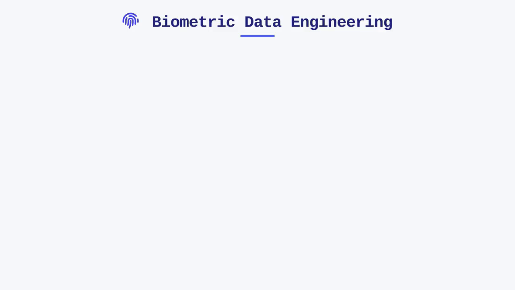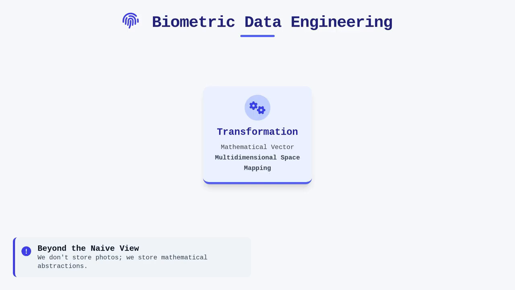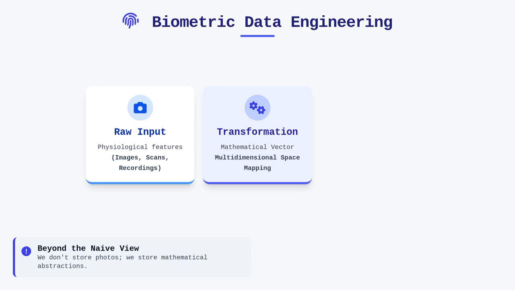When we handle biometric data, we must move beyond the naive assumption that we are storing images or recordings of a person. Instead, we are dealing with mathematical abstractions that represent unique physiological features. The first step in any robust biometric infrastructure is the transformation process. We take raw input, such as a fingerprint scan or iris feature set, and apply algorithms to generate a biometric mathematical vector. This vector is not a photo. It is a point in a multidimensional mathematical space.